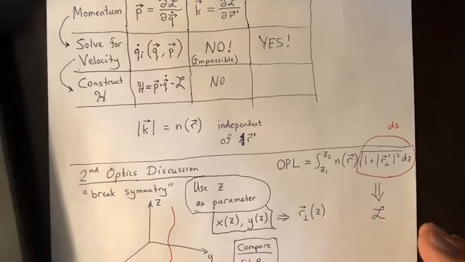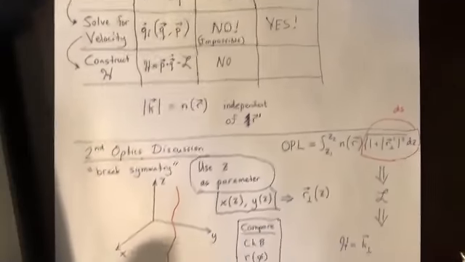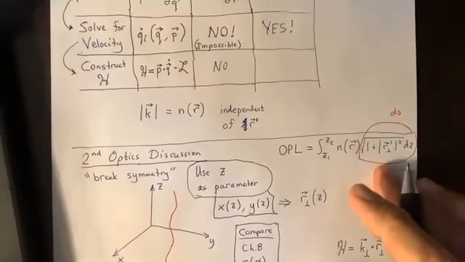There are various calculations to be done here. You can get a Hamiltonian. In the notation here, the Hamiltonian is equal to k perpendicular, in that two-dimensional space, dotted into the velocity, that's r prime perp, and then subtract the Lagrangian. Okay, so that's our second optics discussion.